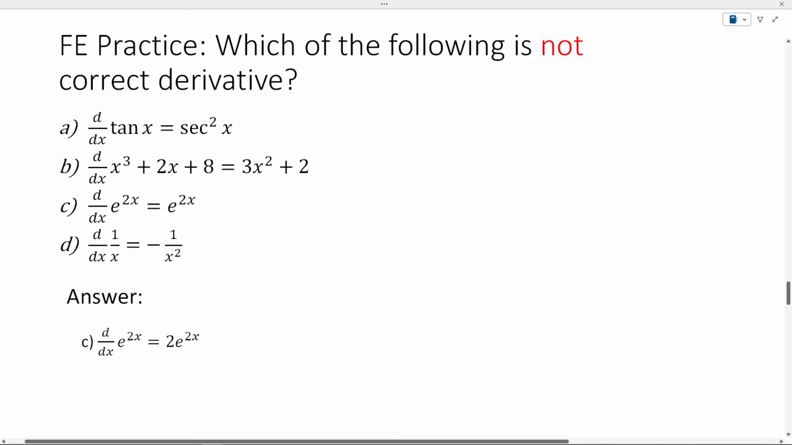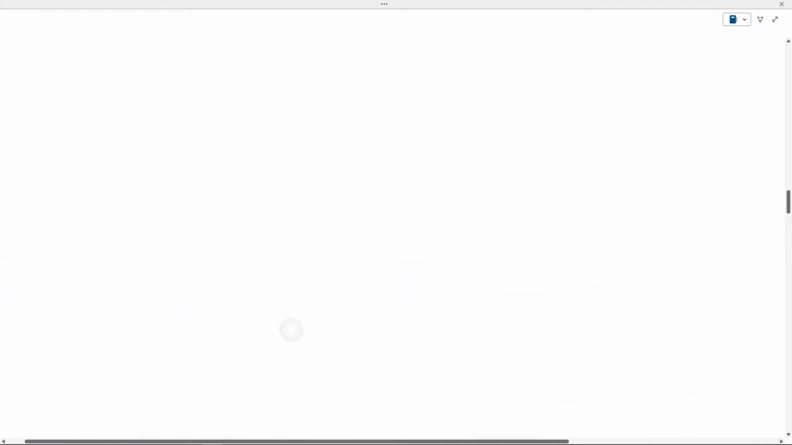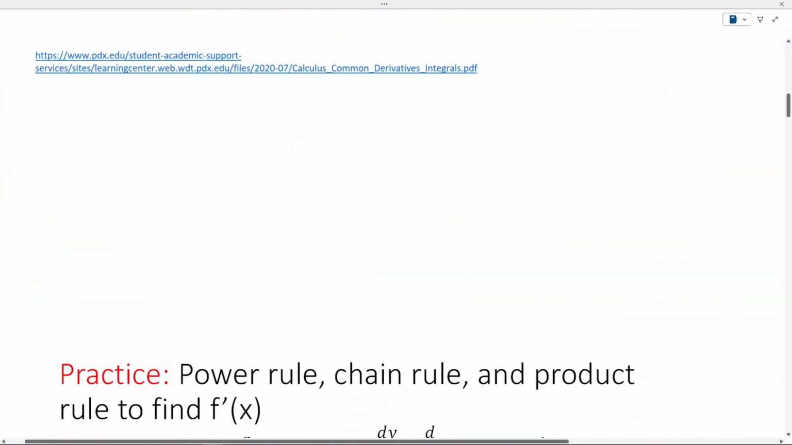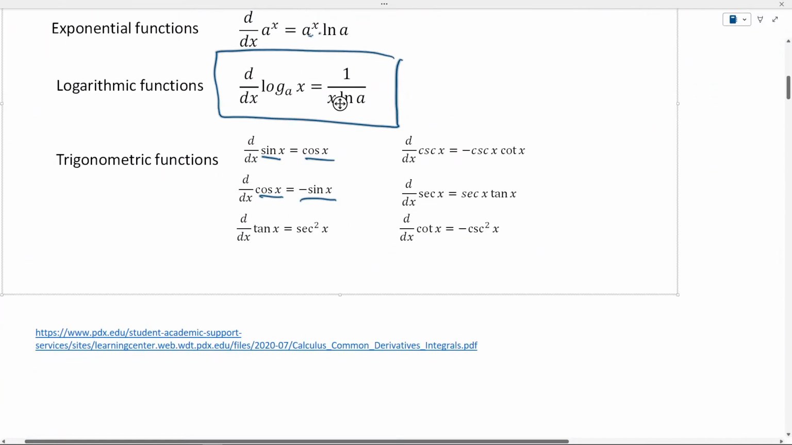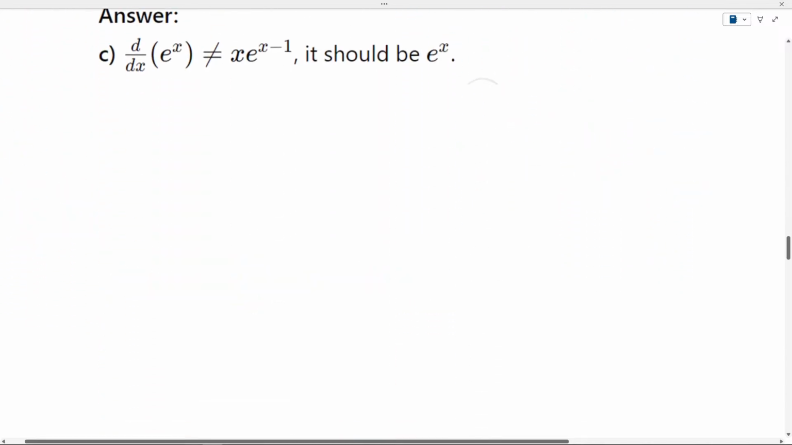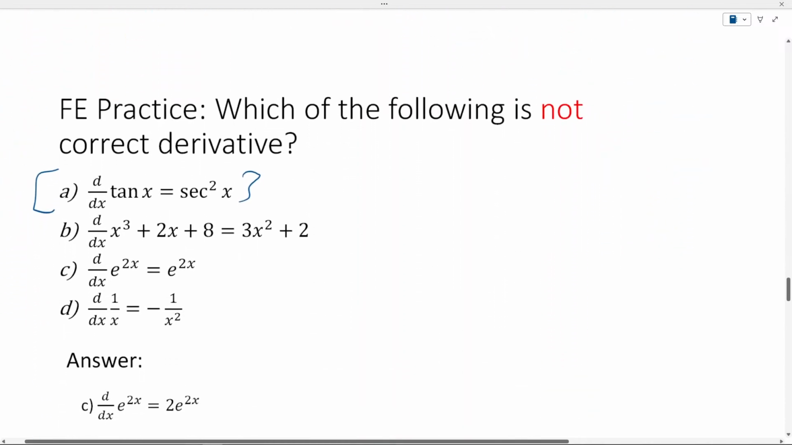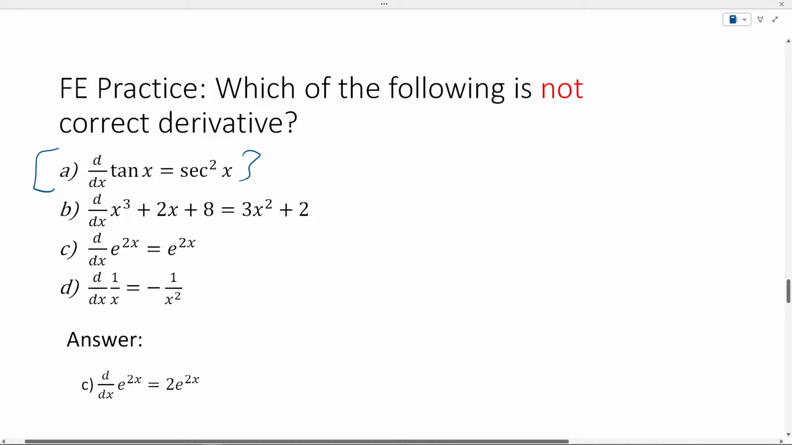So here again, tan x. I don't remember what tan x is. That's fine, you just check in these tables or whatever. So tan x, that's sec squared x. Is this correct? Yeah, that's correct. Again, read the question, because these questions ask which of the following is not the correct answer. So this is correct.